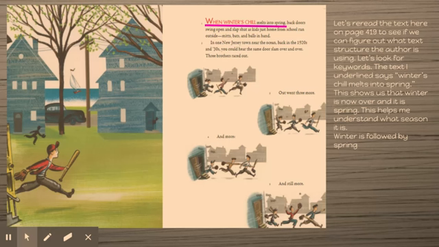I also see the years, 1920s and 1930s. This helps me to know that this was set in the past, well before you were born or I was born. So this is set in the past.